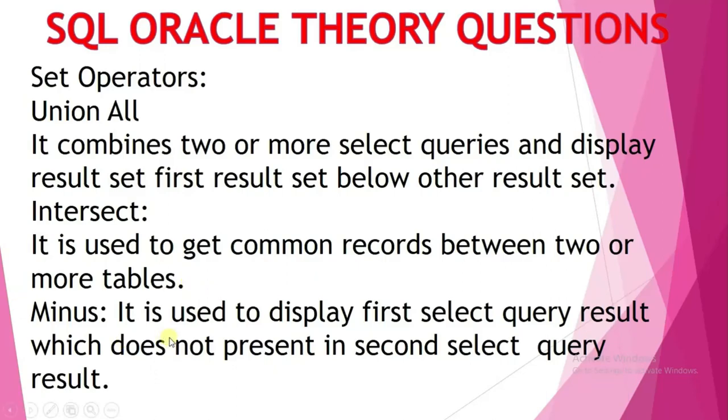Minus query is used to display the first select query result which is not present in the second select query result. The minus query is also used in high level validations, like checking whether the data from source to target is perfectly loaded or not. To check that, we use the minus operator. You can go through my previous videos. I already made a video on set operators, so there you can get the complete idea.